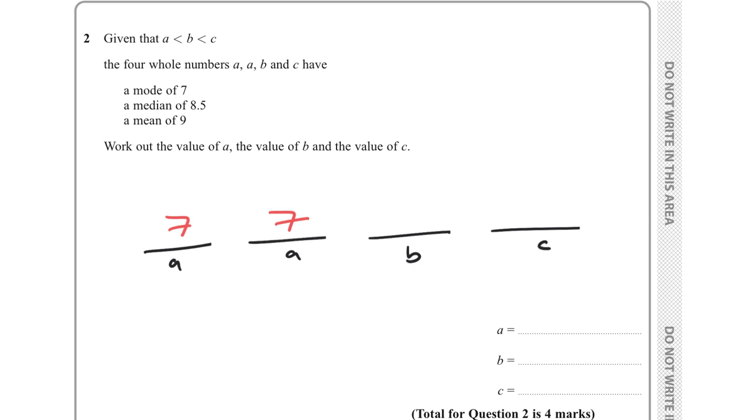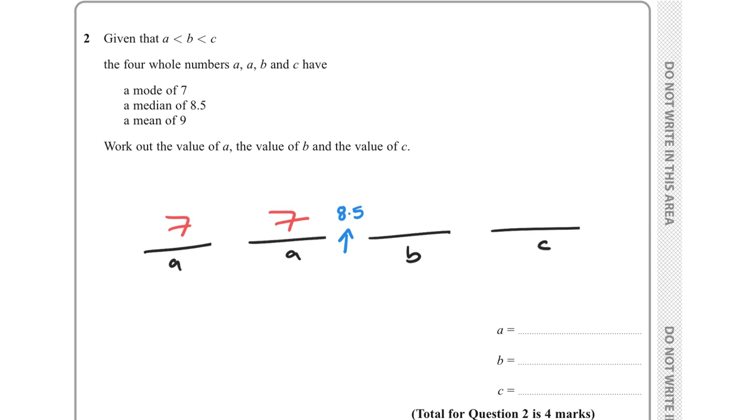Okay? A median of 8.5. What does that tell me? So the number, when it's in order, the middle number must be 8.5. When I put this in order, where is the middle? In between A and B. So in here, in the middle, technically is 8.5.